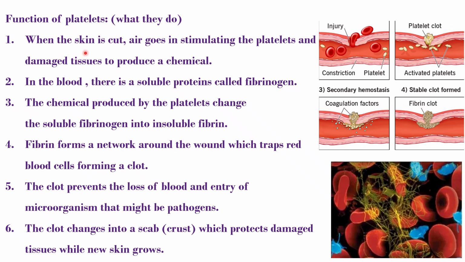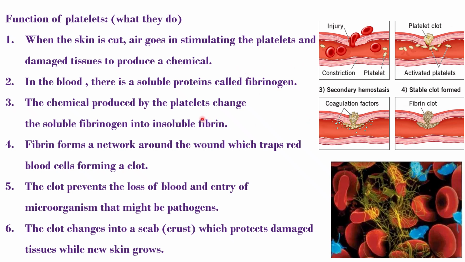When the skin is cut, the air goes inside the injury or the cut, and they stimulate the platelets. This is the surface of the skin, and you can see that the skin is injured and the blood is going out of the injury. The platelets, which circulate in the blood, are activated, and also the damaged tissue. All of these are activated, and they produce a chemical.